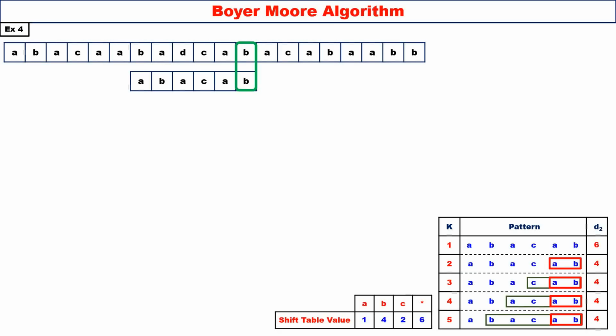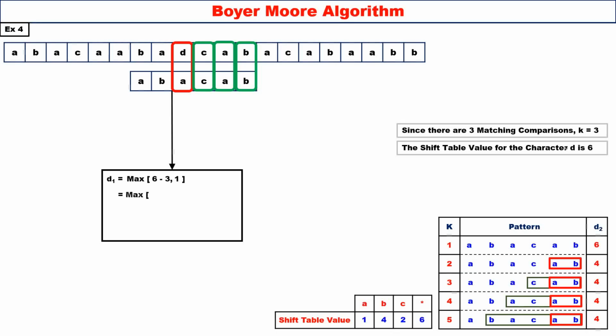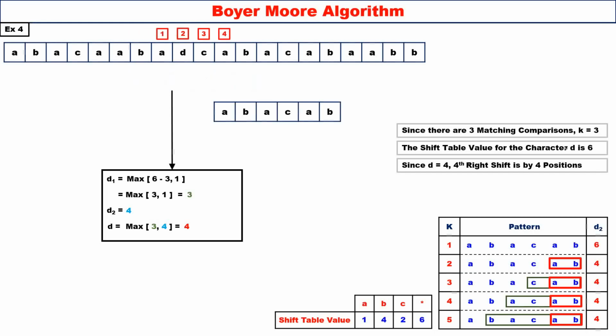Again, B and B are compared, matching. A and A are compared, matching. C and C are compared, matching. A and D, mismatch. So what is the value of K? K is equal to 3. What is the value of D? It is 6. So now let us do D1. Maximum of 6 minus 3 and 1. That is 3 and 1, 3. D2, for K is equal to 3. What is the D2 value? 4. So maximum of 3 and 4 is 4. So number of right shift is by 4. 1, 2, 3, 4. Yes, we shift by 4.